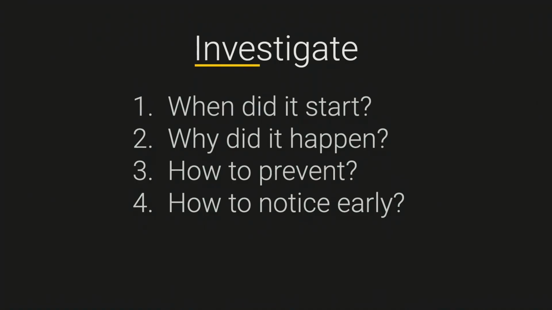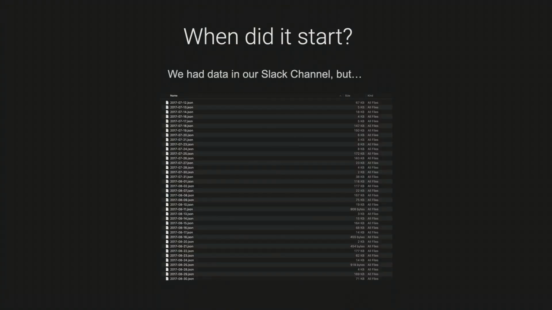So first, when did it happen? Why did it happen? How to prevent it and how to notice early in the future? We don't want to run into the same problem, right? But first, we must get rid of the actual problem. So when did it start? Yeah, like I said, we had this black hole Slack channel as kind of a database. Yeah, not good, I know, but at least we had some data we were able to work with.